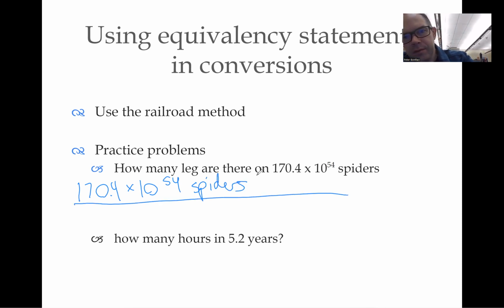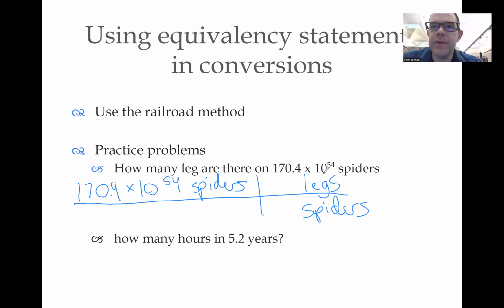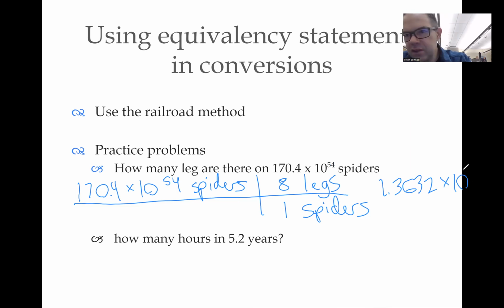So railroad it. Spiders would go on the bottom. You put legs up here, and you'd use your brain. Think how many legs are worth how many spiders, and you're like, oh, it's 8 legs and 1 spider. So you need to take this long number and enter it in your calculator, and you'd end up with this number: 1.3632 times 10 to the 57.